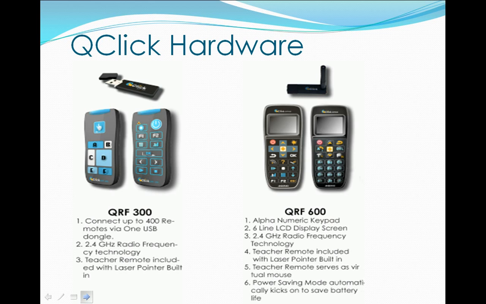The QRF 600 has a 6-line LCD display built right into each remote control for the teacher and the student. The teacher's remote control has a laser pointer as well, and the students can respond either with alpha or numeric in their keypad. The teacher's remote also serves as a virtual mouse, allowing complete interaction with the software being tested on.